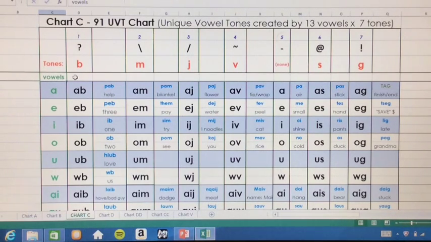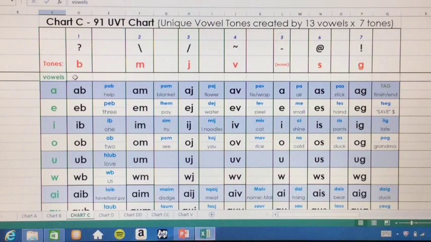For example, the vowel A combined with the tone letter B creates the UVT AB. Next to that UVT is a word in blue, and that's your Hmong recall word. Right below that word is an English translation. The reason for having the English translation is you may not know what the Hmong word is. So let's just go through an example. Let's say I want to recall how the UVT AB sounds. The word in English is help. So the word in Hmong is ba. So the UVT of AB is a.